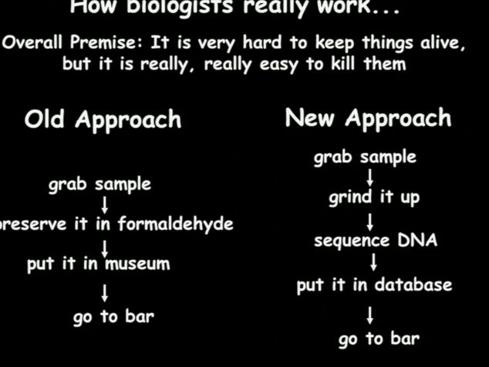So if you want to grow something, you talk to someone like a farmer or someone at the zoo. What we do is we grab a sample, we preserve it, we put it in a museum, and then we go to the bar. And nowadays, we do a different approach, which is we grab the sample, we grind it up, we sequence the DNA, we put it in the database, and then we go to the bar.